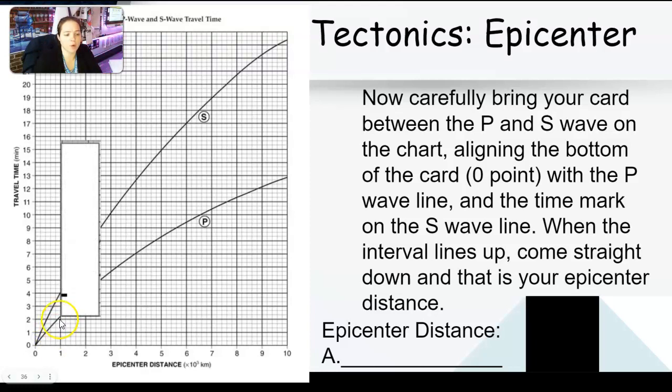And then I brought it up so that I lined the P wave at the bottom. That's where your 0 is. And the S wave is where I hash off. That's the difference between the two. And then I follow it straight down, and I find my distance is 1,000 kilometers.